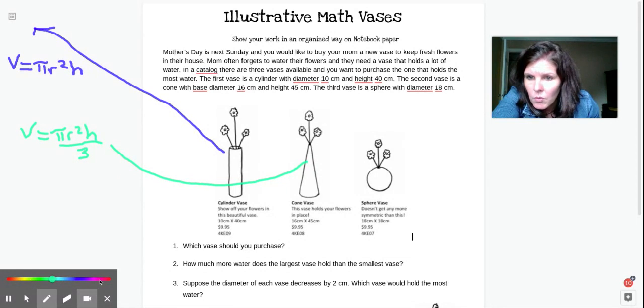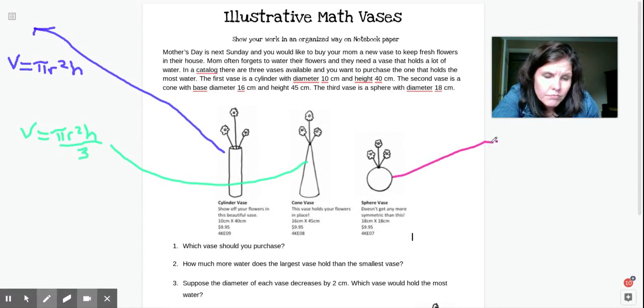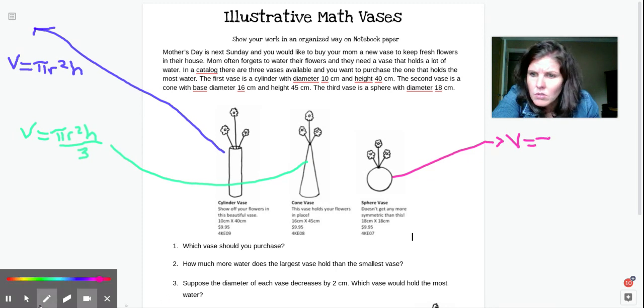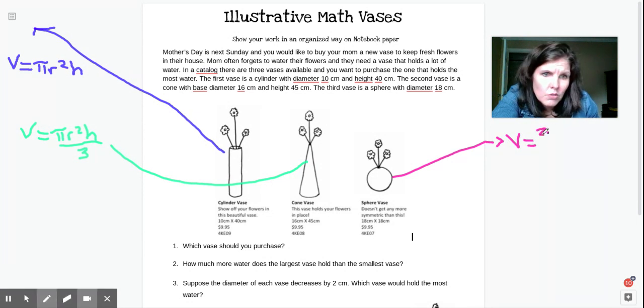And then for the sphere, we said that the volume was pi r squared h times 2/3. I'm going to do an erase here. Okay. 2/3 pi r squared h. And I noticed on your work that a lot of you guys were using that other formula.